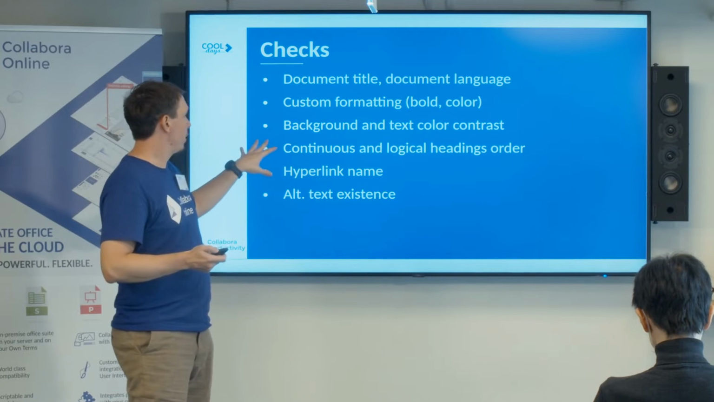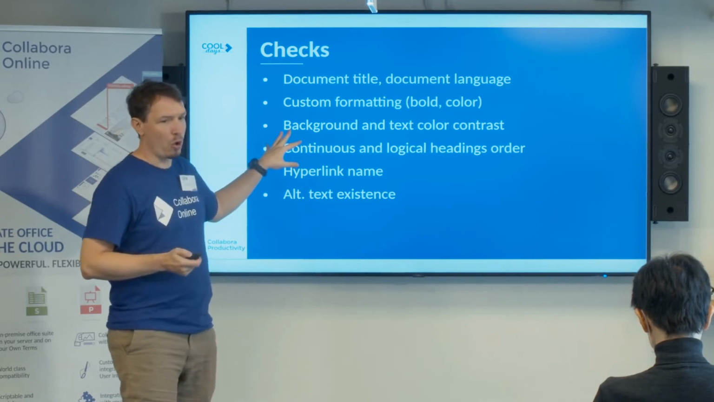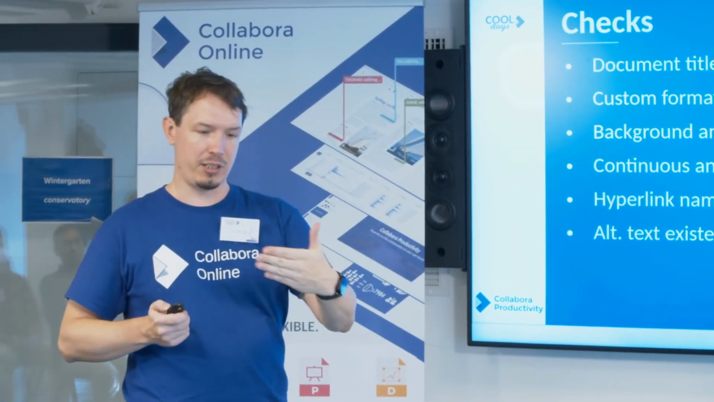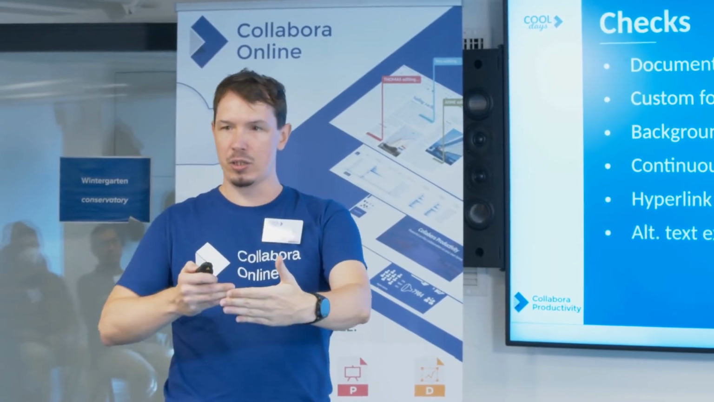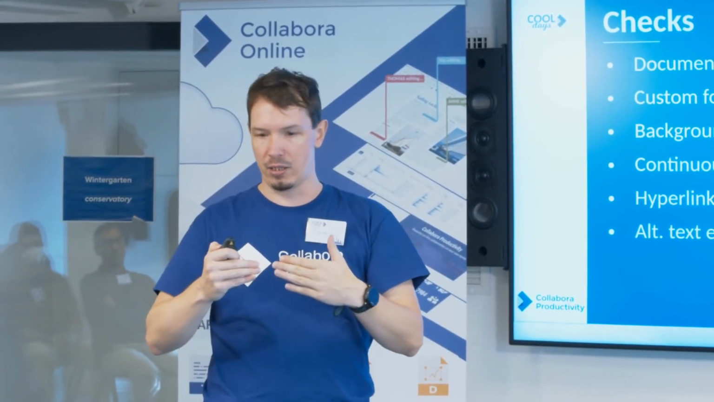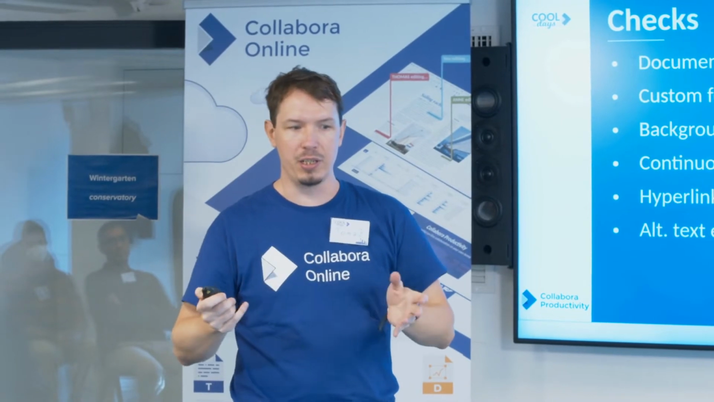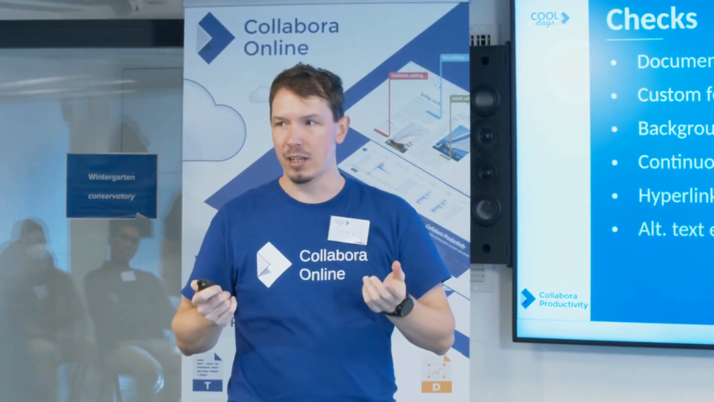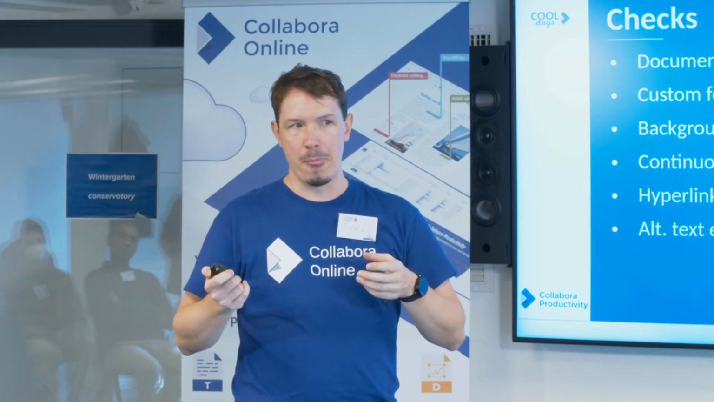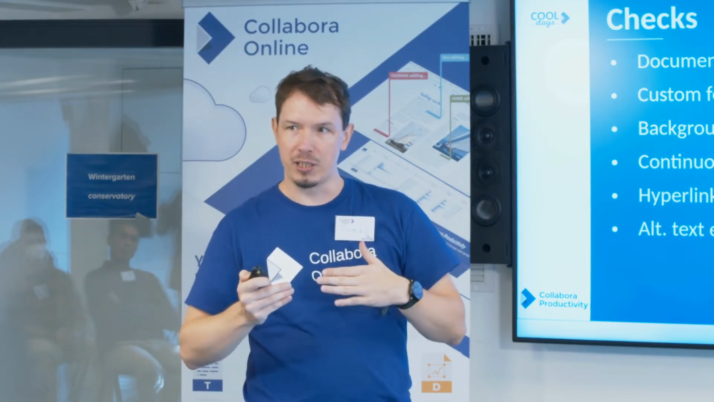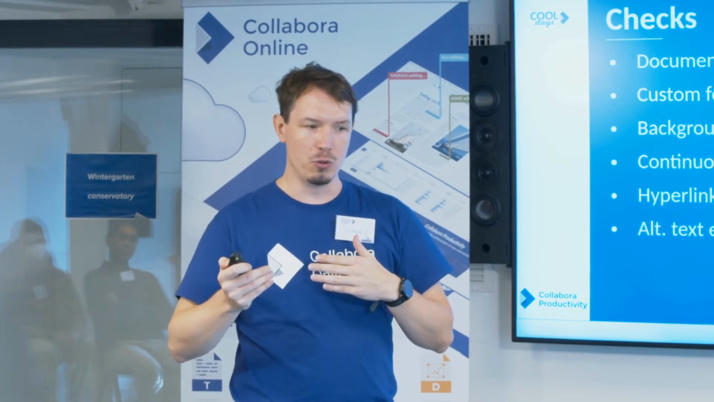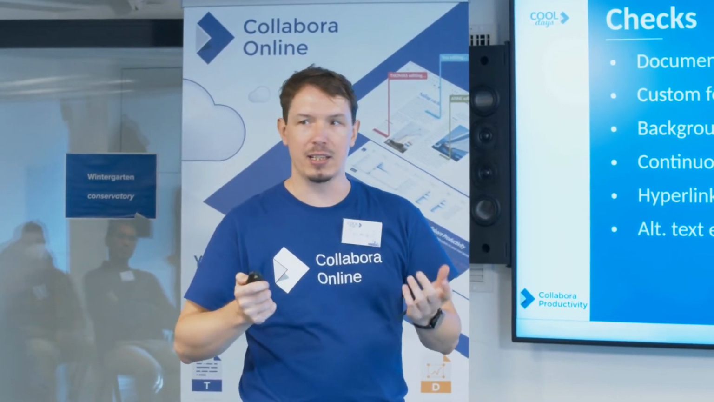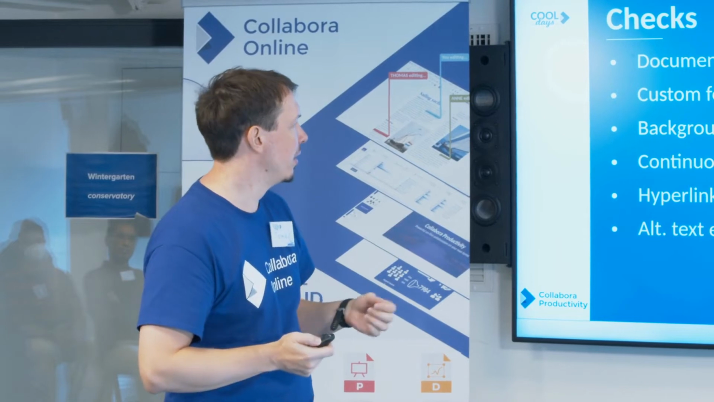Then it also checks the background and text color contrast. It checks what the background is and what the text color is and compares the contrast. The required ratio, I think, is defined by a standard, and if the contrast is too low, it says you have to change the color.